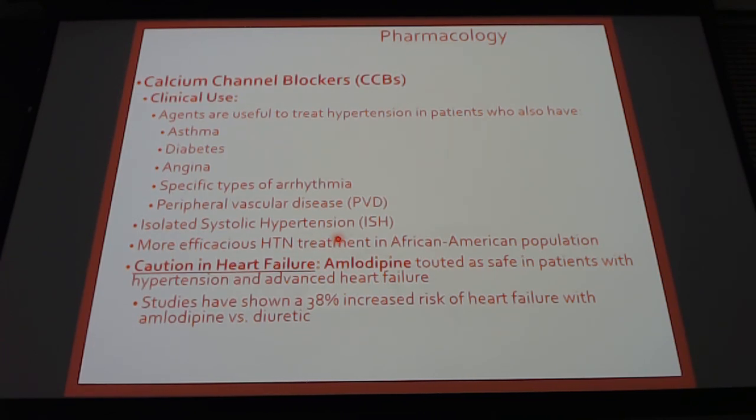Looking at our uses, continuing to go, isolated systolic hypertension is more effective in our patients who are African American. Again, they're still researching this and trying to figure out what they want to say about what is more effective, but it is a great medication. And then your caution in heart failure. Making sure that your patients who have heart failure, which we'll continue to talk about, the one that we like to pick is going to be our amlodipine. And that's very specific, so make sure you're looking at that.